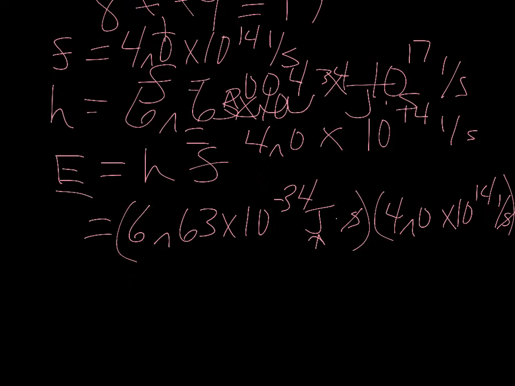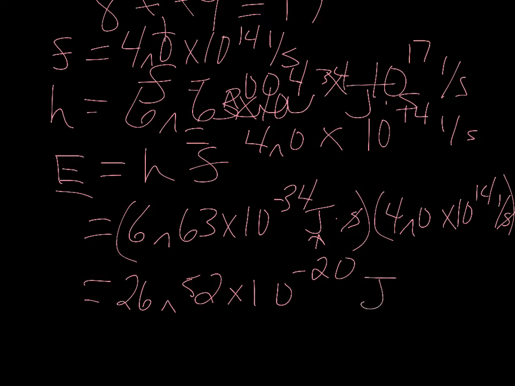Now I'm going to do the same thing I did before. I'm going to focus on those exponents first. So I'm going to take negative 34 and I'm going to add that to 14. So I know that my exponent is going to be to the negative 20th. Okay, so I'm adding 14 to negative 34. Next, I'm going to look at the coefficients. So 6.63, I'm going to multiply that by 4. I know my answer better be pretty close to 24. It ends up being 26.52. So my answer is 26.52 times 10 to the negative 20th. That's joules because my units worked out that way.